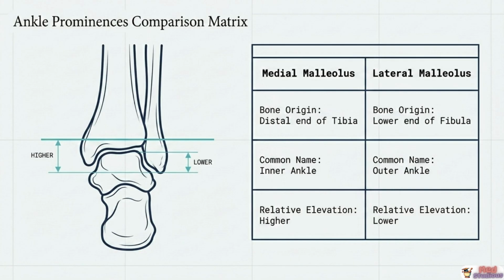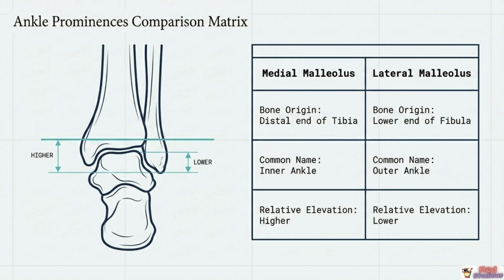Its common name is the inner ankle. Relative to the lateral malleolus, the medial malleolus sits at a higher elevation. The lateral malleolus originates from the lower end of the fibula, the outer leg bone, and forms the bony prominence on the outer side of the ankle. Its common name is the outer ankle. The lateral malleolus sits at a lower elevation than the medial malleolus, a difference of approximately 1 centimeter.